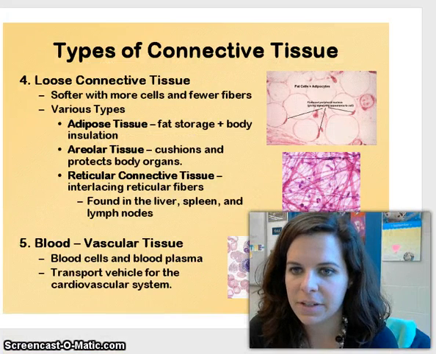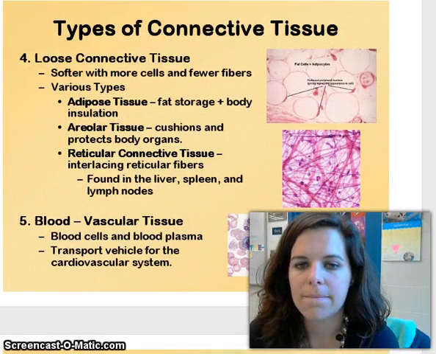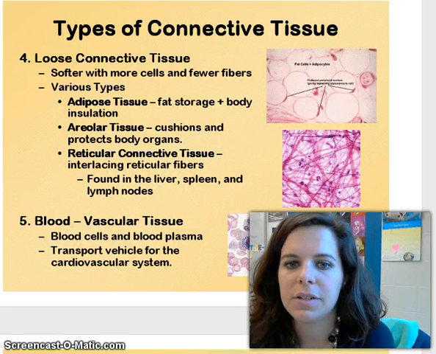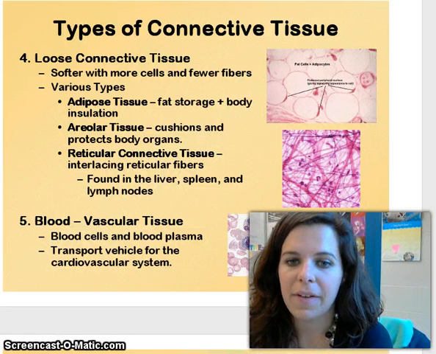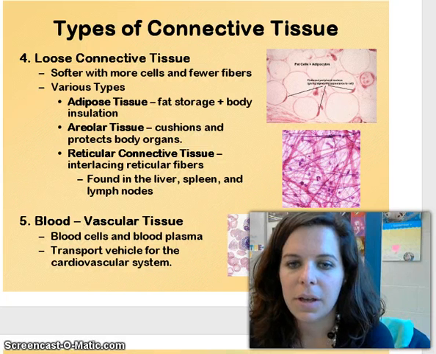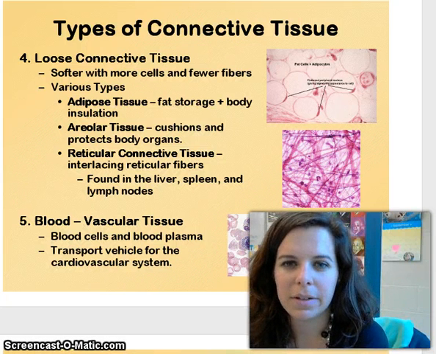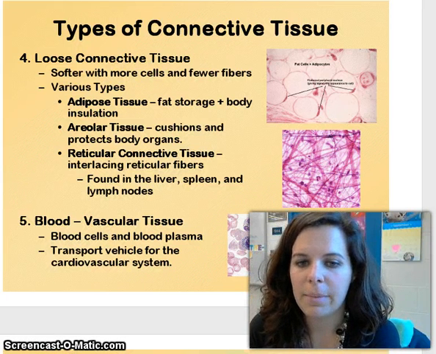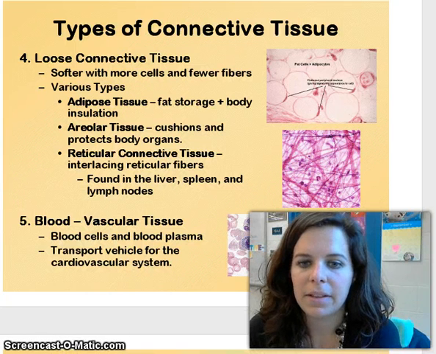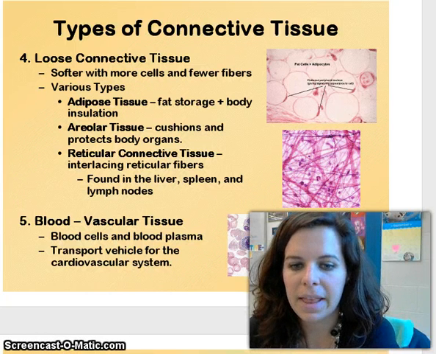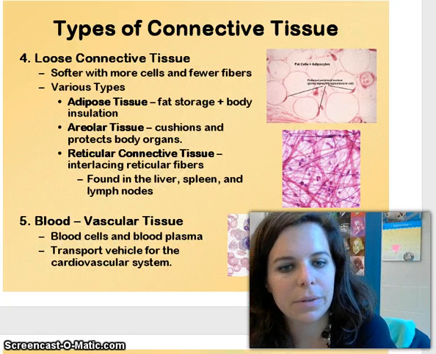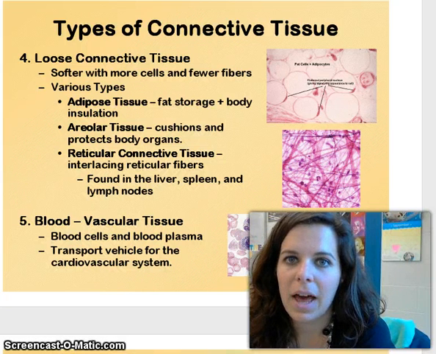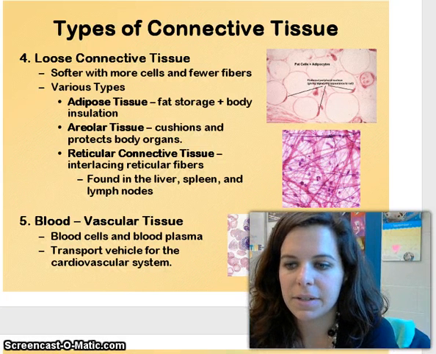There's also loose connective tissue, which I showed you a little bit in the stomach. There's more cells and fewer fibers. So an example of loose connective tissue is adipose tissue, which is your fat. Areolar tissue, which protects the body organs, so it gives it a little bit of cushion, and reticular connective tissue, which is long fibers that are interconnected. That's found in the liver, spleen, and lymph nodes. And then blood is also considered to be a connective tissue. Blood cells and blood plasma transport molecules for the cardiovascular system.